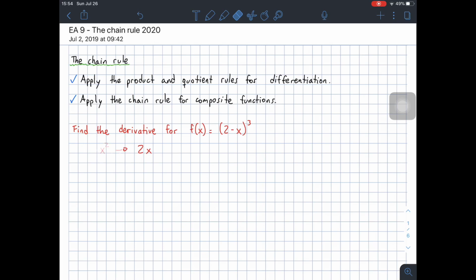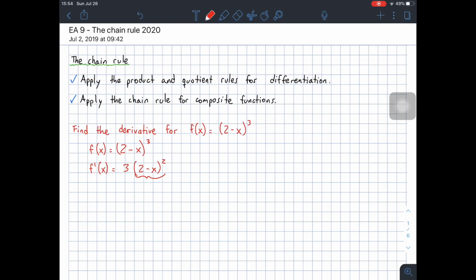But what happens in this case? In this case, I cannot apply the power rule because, okay, let's say that f of x is 2 minus x cubed. If I try applying the power rule, what will happen? I will find the derivative and I will say it's 3 times 2 minus x squared, right? But this is not correct because we don't have a single x in here. We have a function instead, which is 2 minus x, right? So I cannot apply the power rule only in order to find the derivative. There's another thing I need to do.